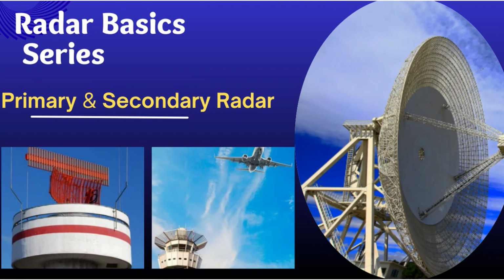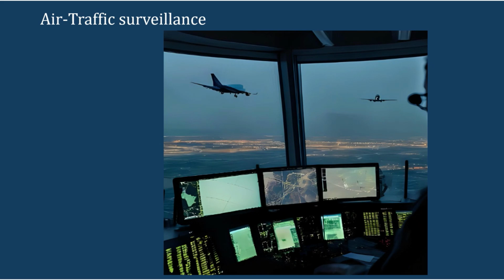In this video, we are going to explore what is meant by primary and secondary radar. These types of radars are mainly associated with air traffic surveillance. So we know what is meant by air traffic surveillance. This is the air traffic control system working in the airports.